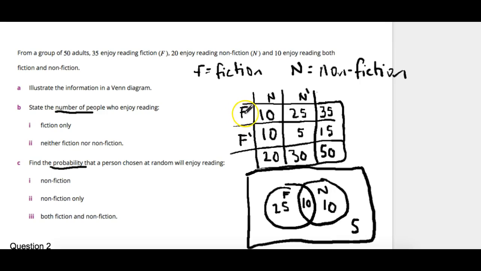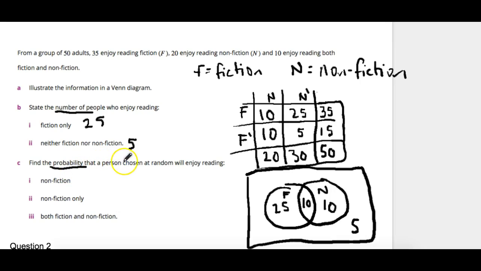Okay, so fiction only. So we want fiction only. So there's 25. Okay, so this 10 represents fiction and non-fiction. This 25 represents fiction and not non-fiction. And this 35 represents fiction for both. So we want fiction only is 25. Neither fiction nor non-fiction, so that's going to be 5. You can also read that from the Venn diagram here.